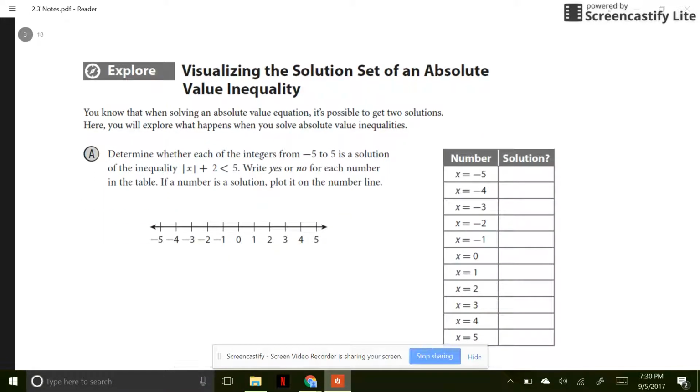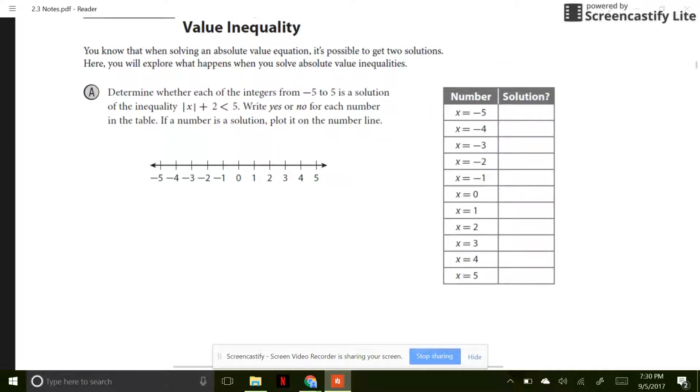So first thing we're going to do, we're going to visualize a solution set of an absolute value inequality. You know that when solving an absolute value equation, it's possible to get two solutions. So here we'll explore what happens when you solve absolute value inequalities.